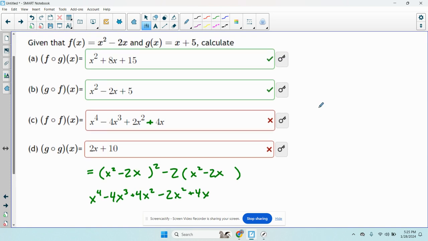And g composed with g of x is x plus 5. In the parentheses, put x plus 5, so we get just x plus 10.